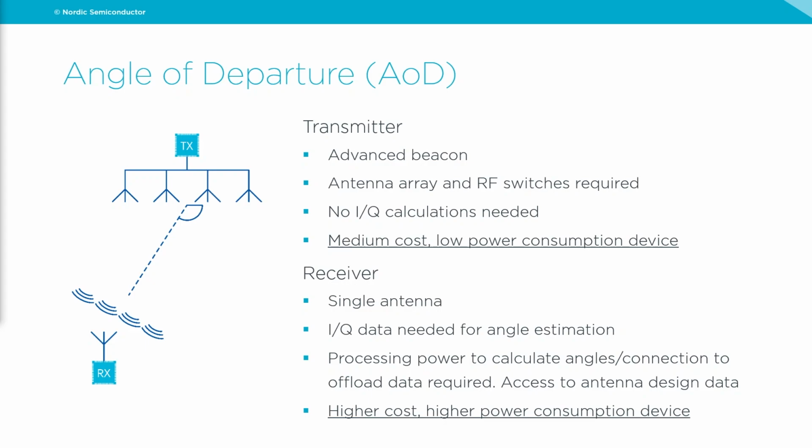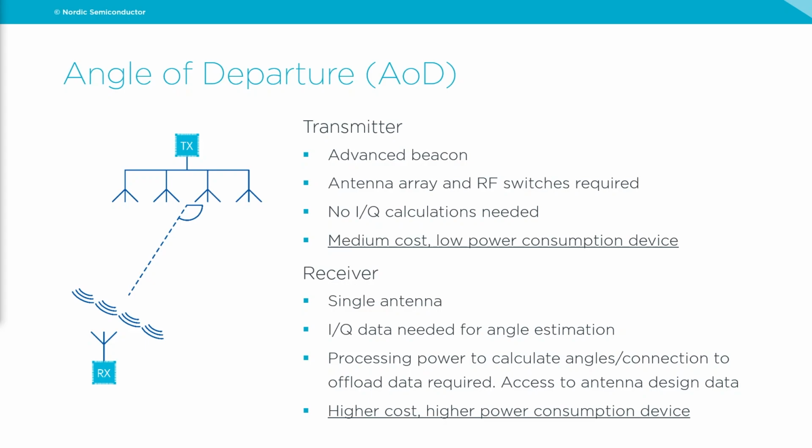The only thing that it needs to be able to do now is to control the RF switches directly, which is done by hardware inside the part. The more advanced part here comes that you now need to have the antenna array. So you need to have the larger antenna with it. But you still avoid having to do any IQ calculations and so on. So because of this, it's a medium cost device because the PCB size goes up with the antennas and so on. But the power consumption can still be kept low because it's still only doing a transmitting. There's not anything more being done on this side compared to what you do with a standard beacon.